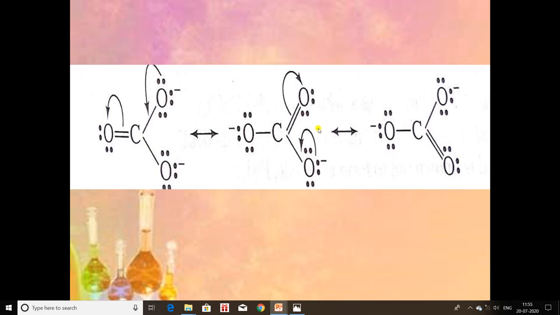In the next resonating structure, this double bond will become single and this single bond will become double. How? If this electron pair converts into a bond pair, if this electron pair shifts here and makes a double bond, then again carbon will make 5 bonds, which is not possible. So at the same time, this double bond will shift here in the form of an electron pair. So here the double bond will become a single bond and one electron pair will be present, and here a double bond will come. This is how you will draw resonating structures.